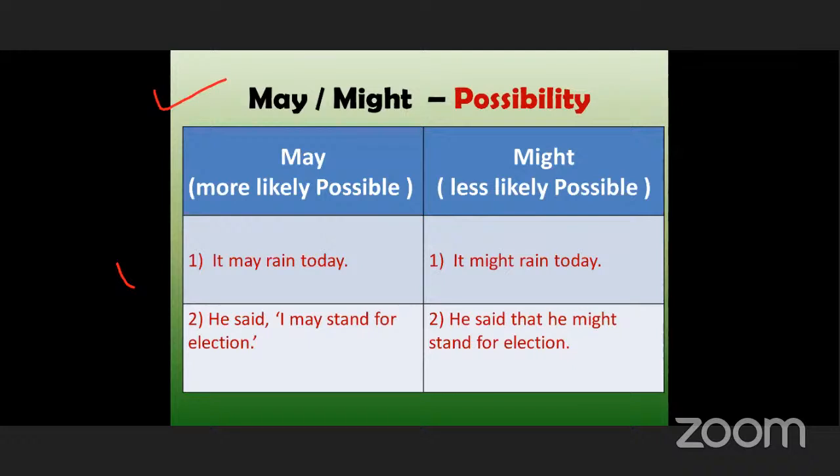How is that? We'll see through examples. The first example: it may rain today. It is more likely possible. Here there is a 70% chance that it may rain today. So when there is a more likely possibility, we use the modal auxiliary may. Now, we use might when there is a lower possibility. For example, see, it.